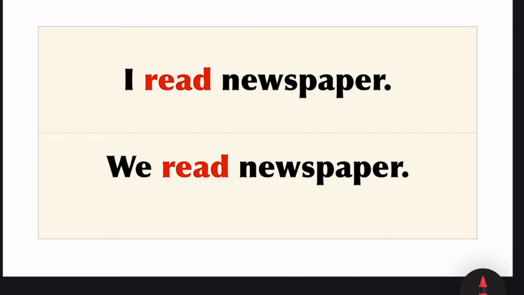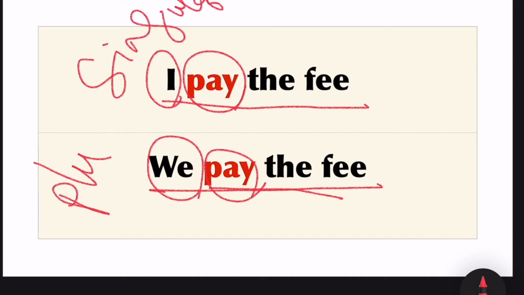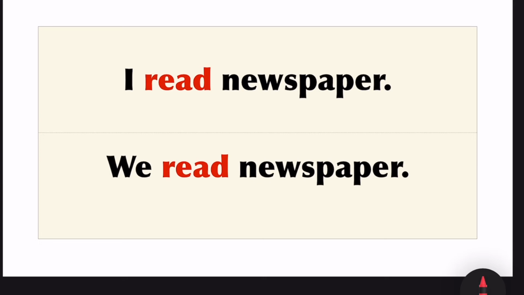Next example. All these sentences, that is I pay fee, we pay fee, all these refer to an action that is happening right now. To express an action happening right now, we have to use simple present tense verb. Here is another example for you. I read newspaper. I have the habit of reading newspaper regularly. So, to express this action, we have used simple present tense verb read.